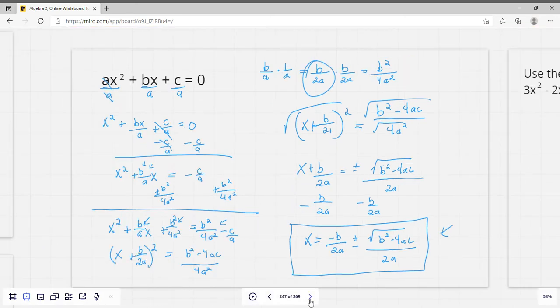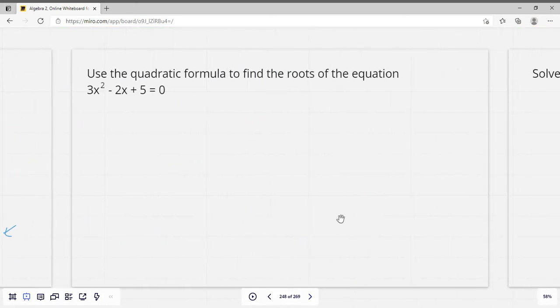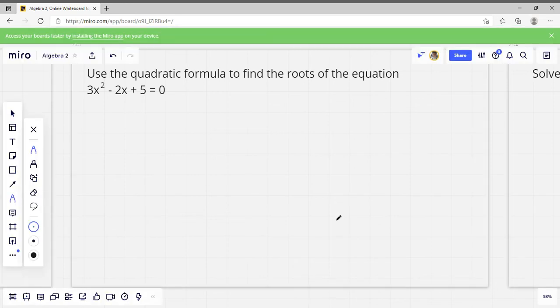All right, so the next problem asks us to use the quadratic formula to find the roots of the equation. This one is already arranged: we've got x squared, then x, and then no x. Remember, because it's ax squared plus bx plus c equals 0, that's our base there. So a is going to be 3, the coefficient of x squared.